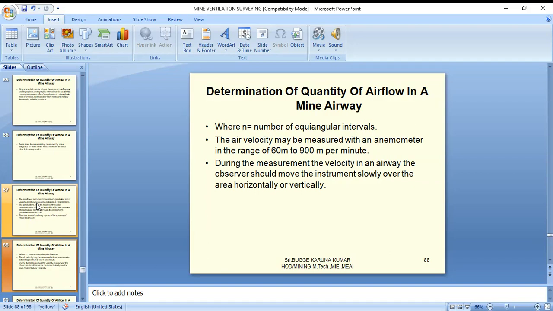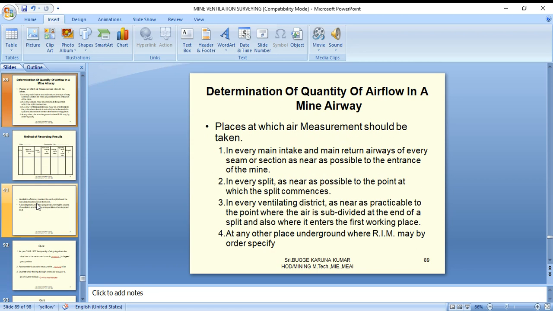Where n is the number of equal angular intervals. The air velocity may be measured with the anemometer, in the range of 60 meters to 900 meters. During measurement of velocity in an airway, the observer should move the instrument slowly over the area, horizontally or vertically. This is how to determine the quantity of airflow in a mine roadway.